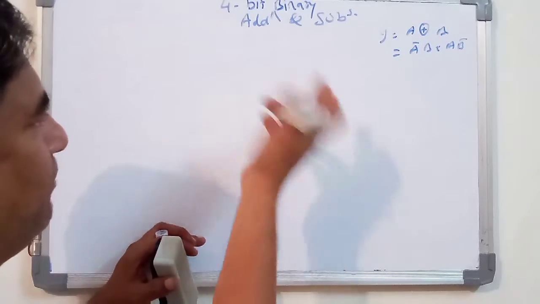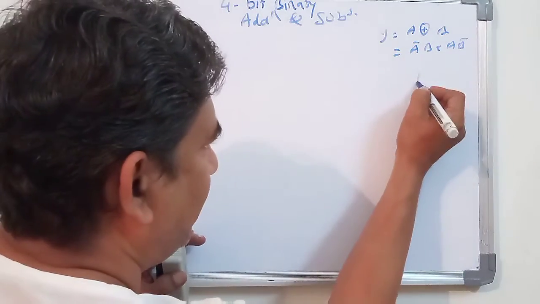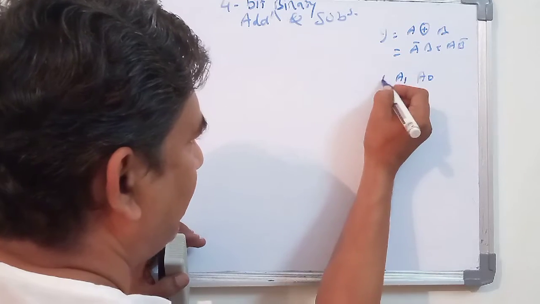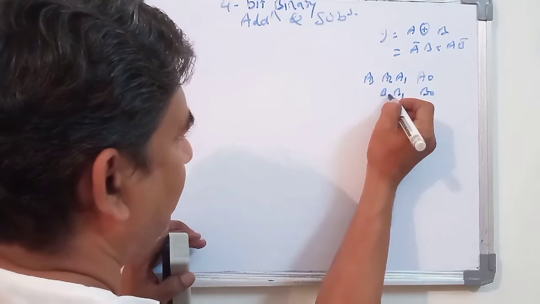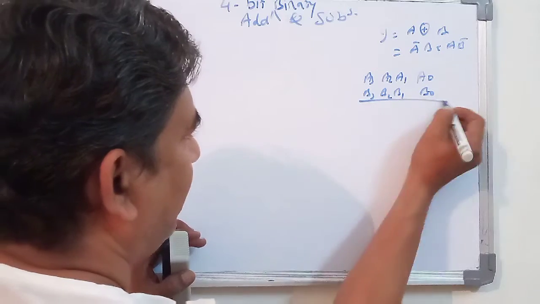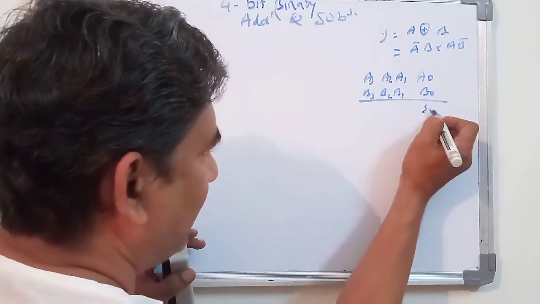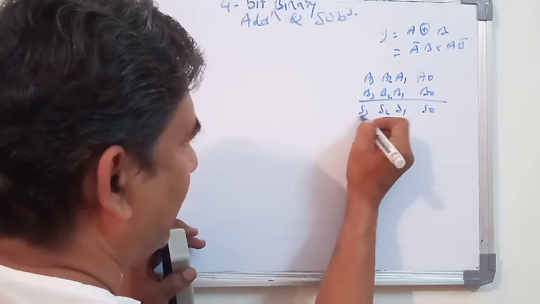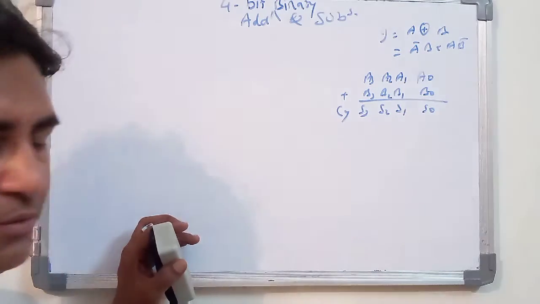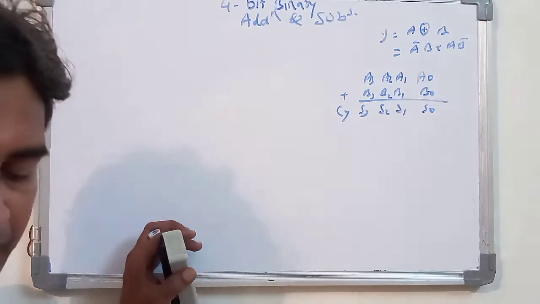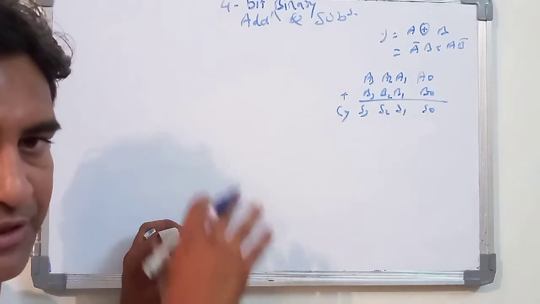The 4-bit value, in a previous class, I told you how we have taken it. It is A0, A1, A2, A3, B0, B1, B2, B3. If we add the values, then you will obtain S0, S1, S2, S3, and the carry will be generated like this. It is all about the addition. In a similar way, you will be obtaining the subtraction also.